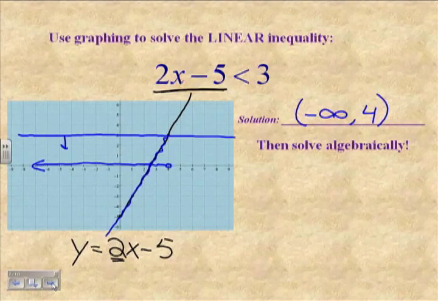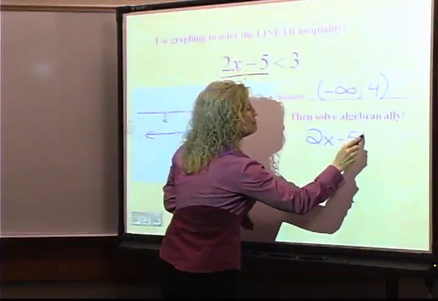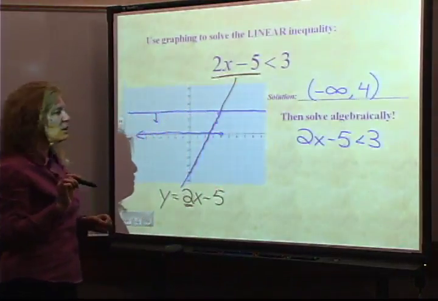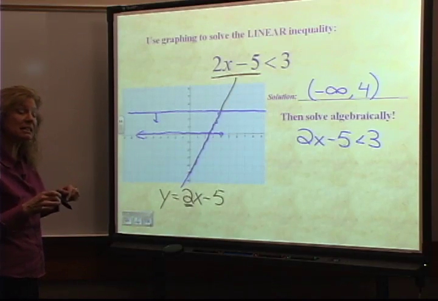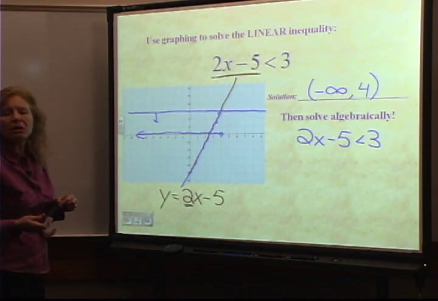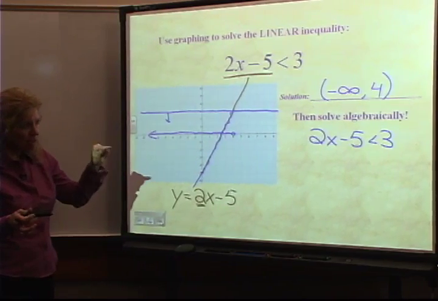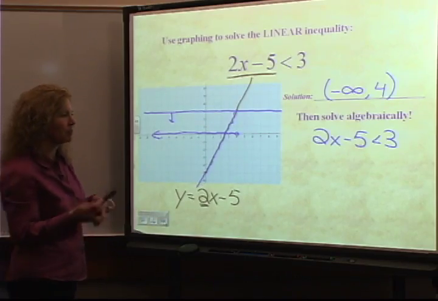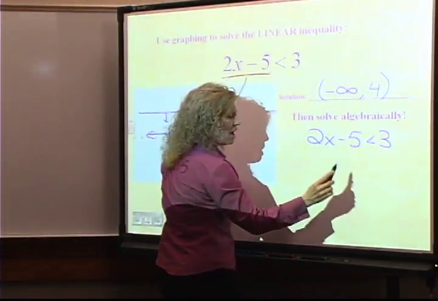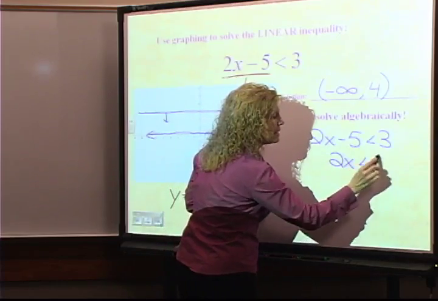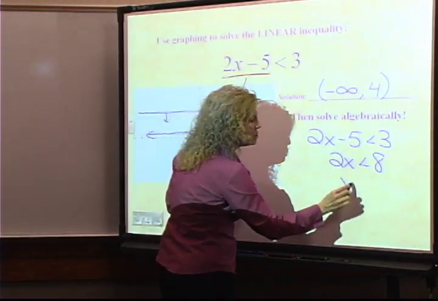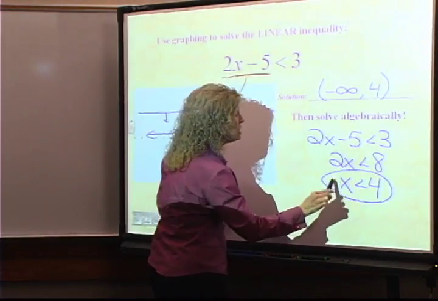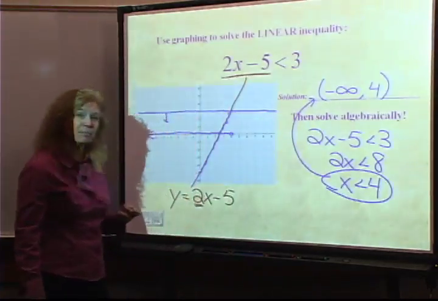Now this particular one is really easy for us to also solve algebraically. I know you probably have already done that: 2x minus 5 is less than 3. Remember that you solve an inequality following exactly the same steps as solving an equation. You only have to be careful to change that inequality sign when you multiply or divide by a negative. Well, I'm going to add the 5, so the inequality stays put. 2x is less than 8. Divide by 2, x is less than 4. Which, in interval notation, is exactly what I have up there.